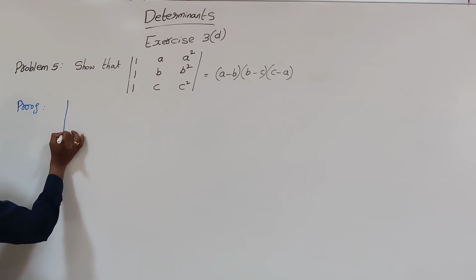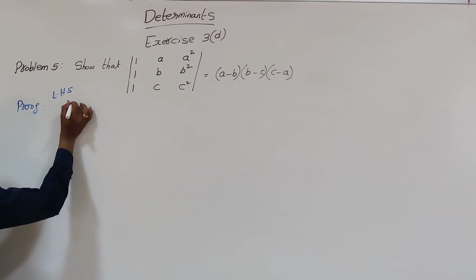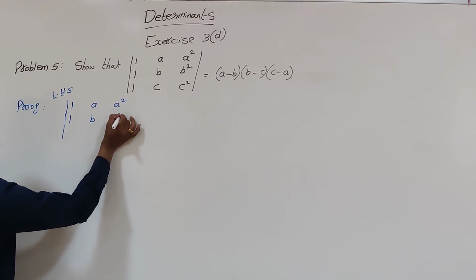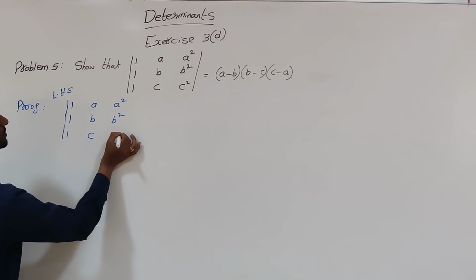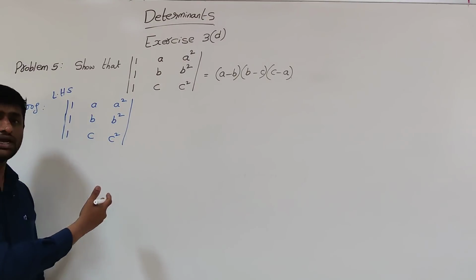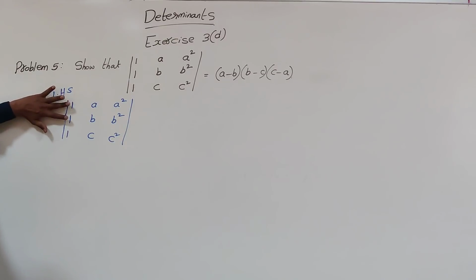So what is given? LHS: the determinant with rows 1, a, a square; 1, b, b square; 1, c, c square. If you use the expansion of the determinant, it will be a lengthy process. If there is any chance of simplifying, see the corresponding elements of R1 and R2. If there is any chance of converting into 0, we can convert. So similarly here, 1 and 1 is there.